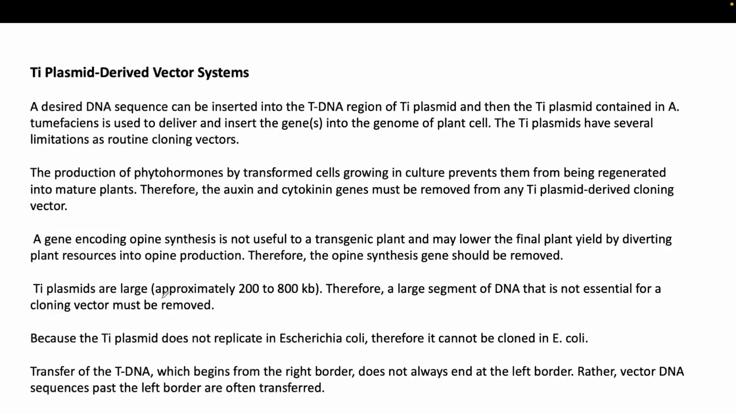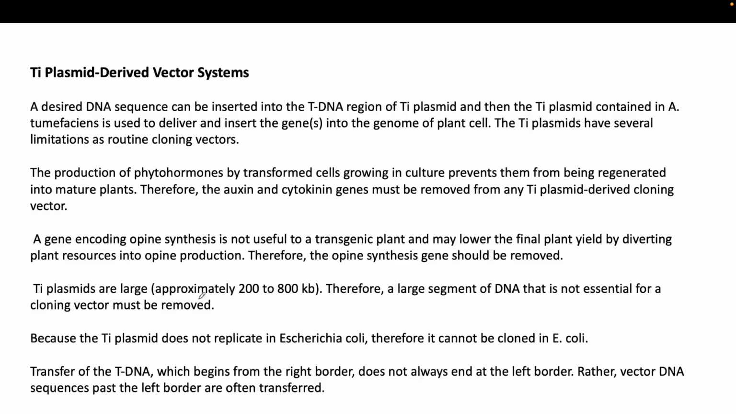Then the third thing is the Ti plasmid is very large, as we mentioned earlier, around 200 kb. So this large plasmid is not preferable for vector purposes, right? For using it as a cloning vector, we have to remove the extra parts of the Ti plasmid, the T-DNA region, which are not essential. There are lots of non-essential parts, so we also have to remove those, because the size is very large.